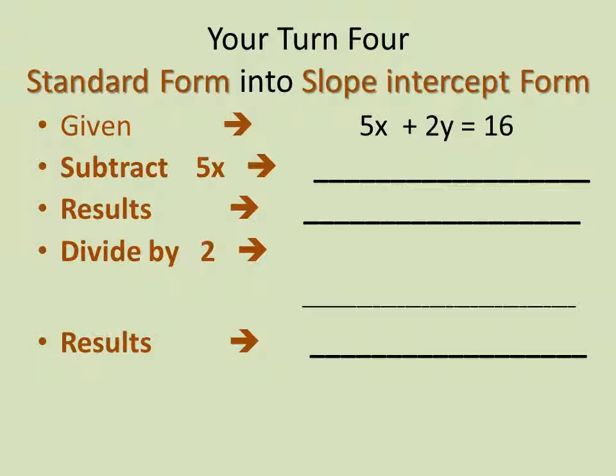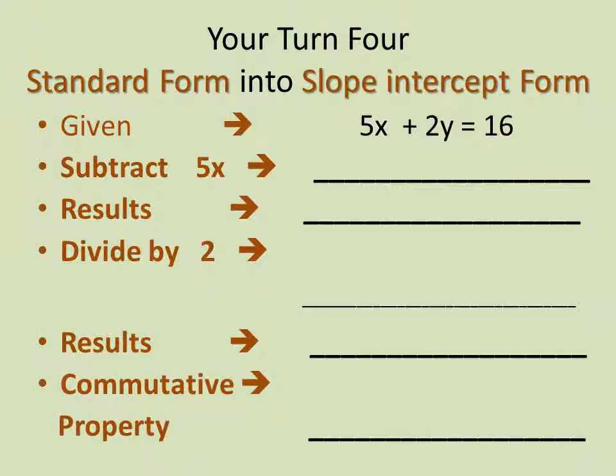But we know by now it is not in slope-intercept form. So what are we going to do? We're going to use the commutative property on the right hand side and switch the two terms around so that we get it into y equals mx plus b. And we're done. Yay!